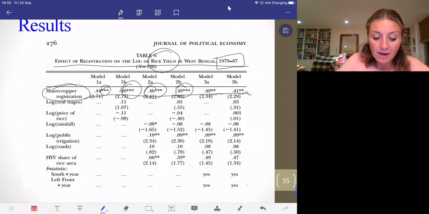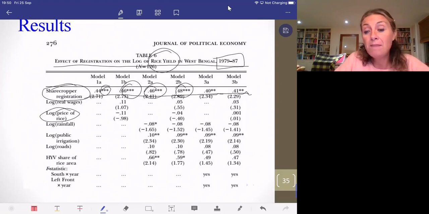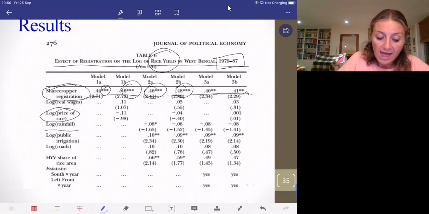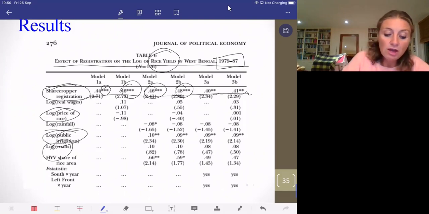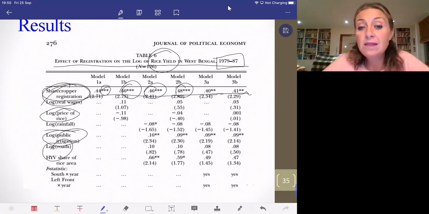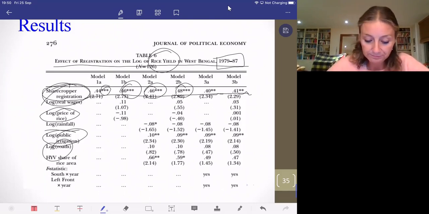Here there's no other indicator. Then we start to include other controls, the ones in the matrix X that we mentioned before: price of rice, rainfall, and then public irrigation, roads, all elements that can affect productivity of rice. Now, despite the inclusion of all these controls, the sharecropper registration continues to have a positive and significant effect in West Bengal compared to Bangladesh.